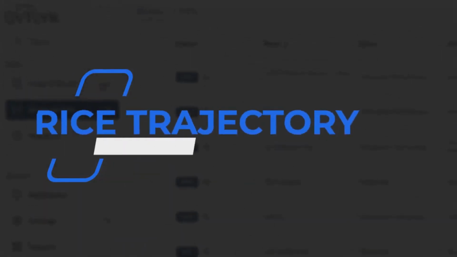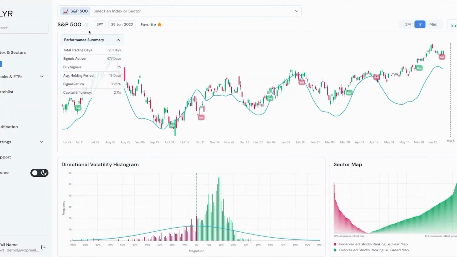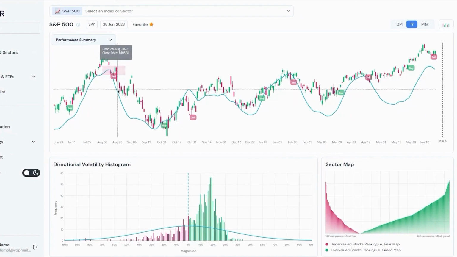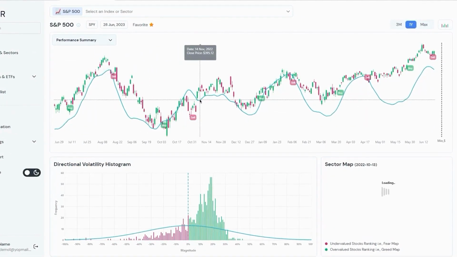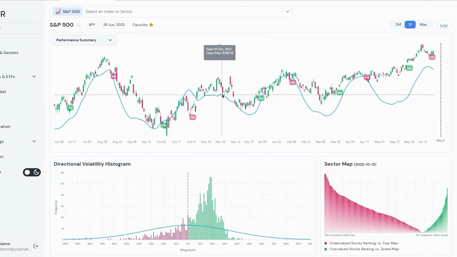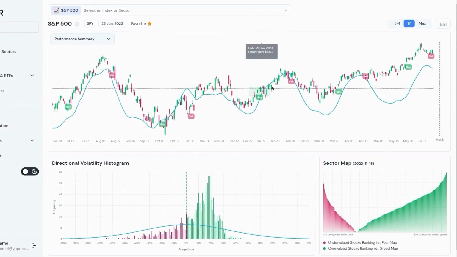Next is our proprietary price trajectory oscillator. Our trajectory oscillator predicts where stock or ETF price trends are headed in the near to intermediate future. Our heat map, investor fear and greed data, and proprietary directional volatility are used as key inputs for this predictive model, making it a unique and powerful investment tool.